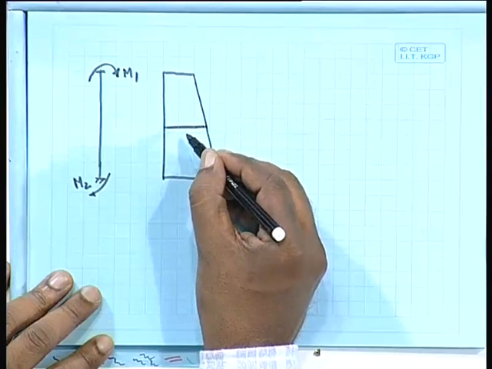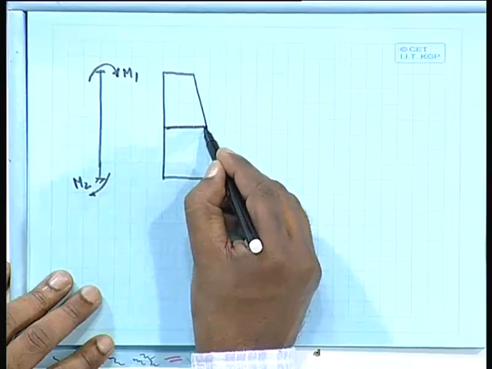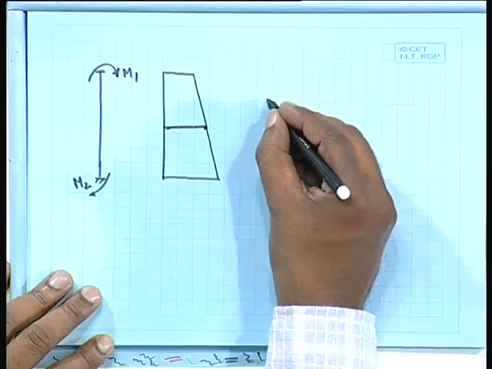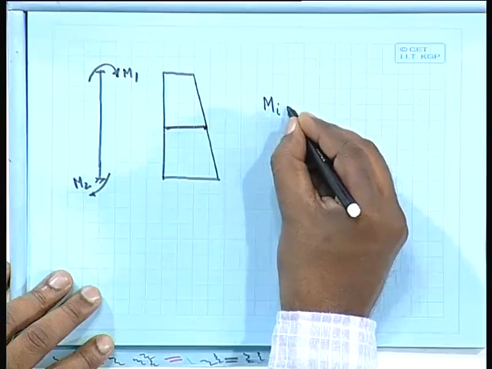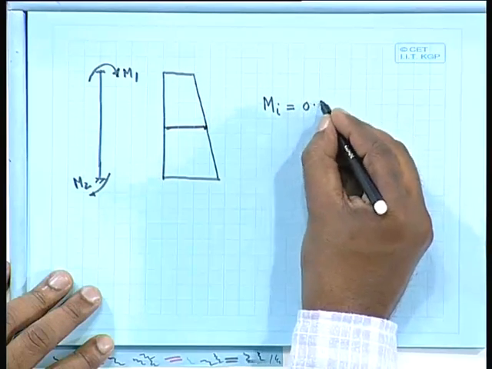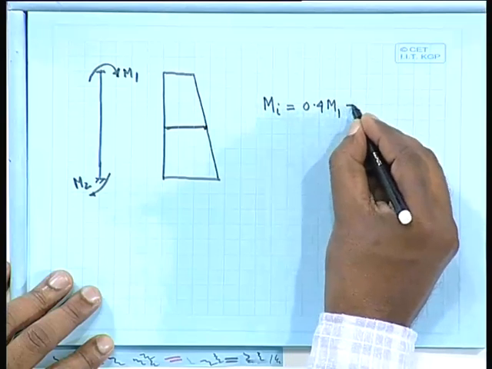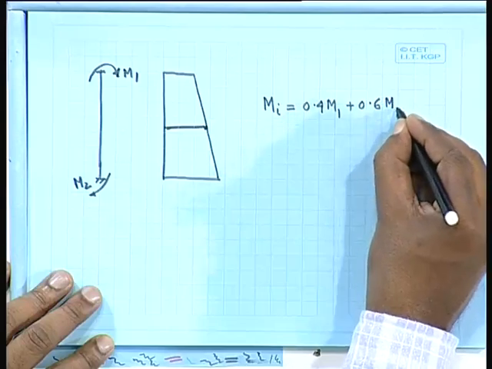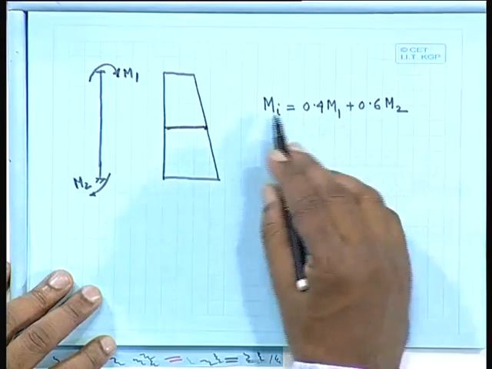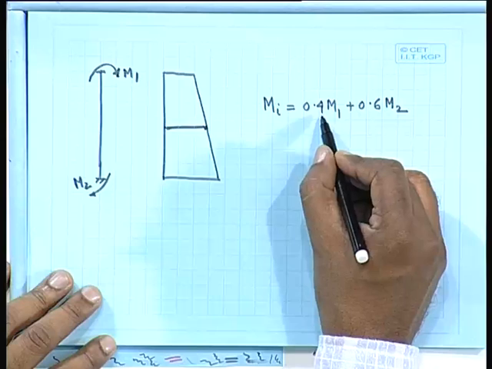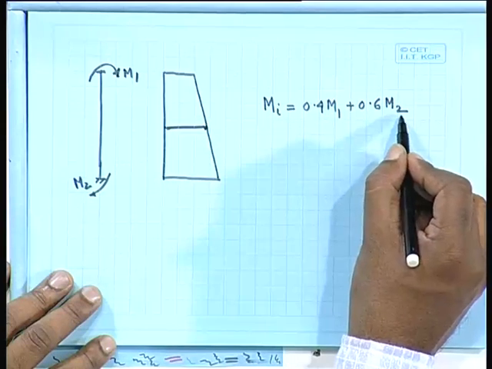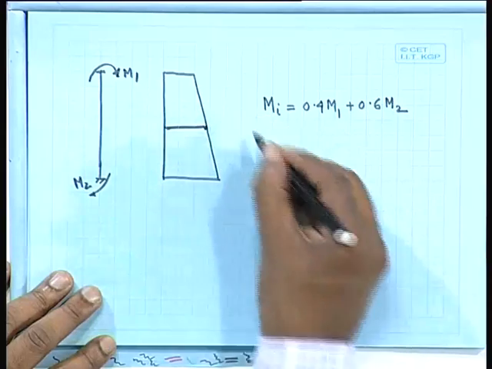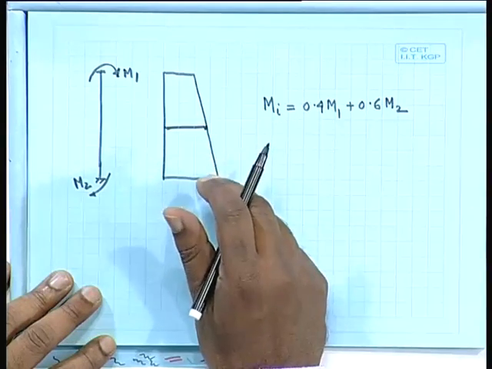the intermediate bending moment. We shall find out the intermediate bending moment here, and that intermediate bending moment, what we take, that is Mi, will be equal to 0.4 M1 plus 0.6 M2. This is the value we have to take, that means at this point we shall take 40% of this and 60% of that. After getting this, in addition to that we shall get the additional moment.